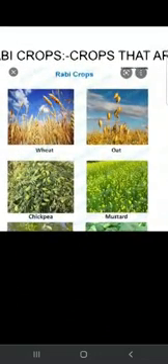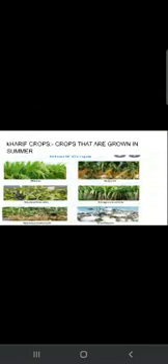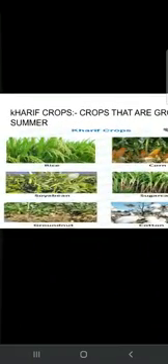What do you mean by rabi crops? The crops that are grown in winter are known as rabi crops. For example, wheat, oat, chickpea, mustard, all these are crops that will be grown in winter season. Hence, they are called rabi crops. Next, the crops that are grown in summer are known as kharif crops. For example, rice, corn, soybean, groundnut, sugarcane, all these are crops that are grown in summer.